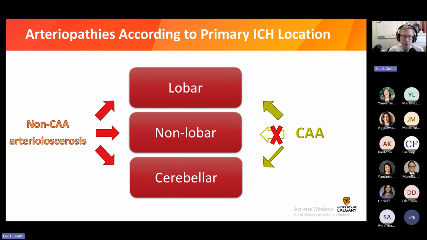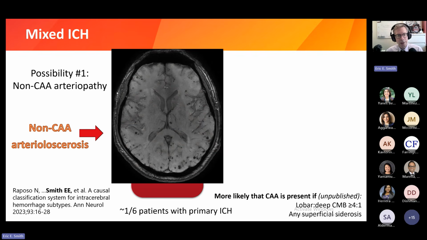So one of the exclusion criteria in the Boston criteria is that if you have lesions in the non-lobar locations, you're not supposed to diagnose CAA because it could reflect non-CAA arteriolosclerosis. That's challenging because about 1 in 6 patients with primary ICH have this mixed pattern of bleeds, so you're left a little uncertain. Is it CAA, plus, well, is it non-CAA arteriolosclerosis?